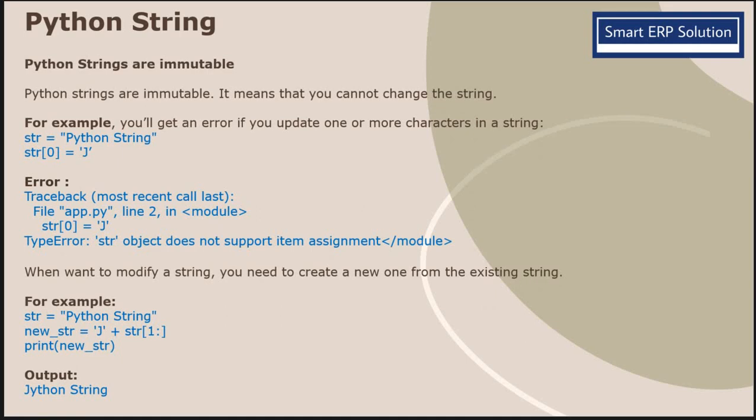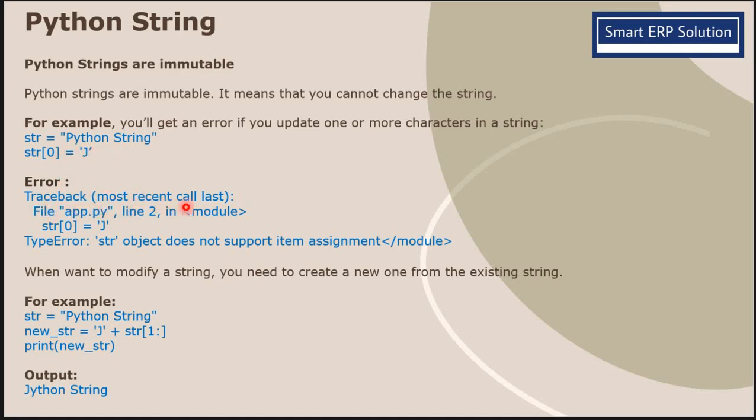Python strings are immutable. It means that you cannot change the string. You will get an error if you update one or more characters in a string. We assign str equal to "Python string" within double quotes. In the str[0] position, p already occupies this position. If we want to assign another character like j to str[0], it will give an error.